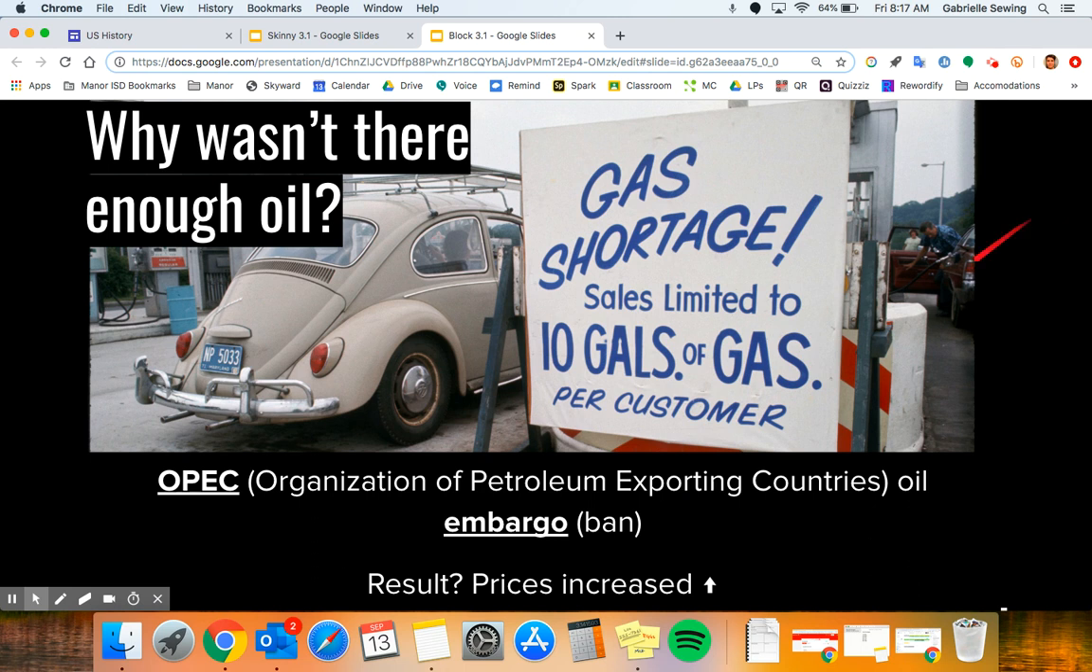And the reason was this organization called OPEC, which stands for the Organization of Petroleum Exporting Countries. So a bunch of countries that export or sell petroleum or gasoline. They ban, or embargo, that's a vocab word I would be familiar with. Embargo means to ban. They ban oil to the US. They don't like what we've been doing. They don't think we deserve their oil. So they say, you know what, we're not going to sell you any. And so the result, of course, is the price increases. If you ban something, the little amount that is left becomes really, really expensive.